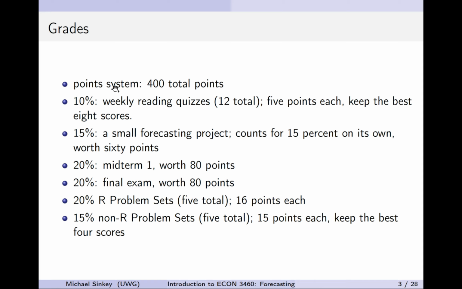15% is for non-R problem sets. The first non-R problem set has already been posted online. They're worth 15 points each. You keep the best 4 scores. So we have 5 total, and we keep the top 4. The goal of the non-R problem sets is to get you to learn some of the math associated with cross-sectional regression and forecasting. That is the objective behind the non-R problem sets.